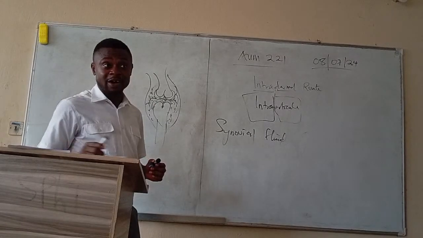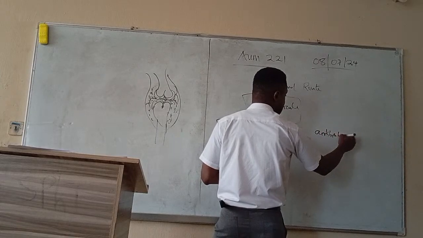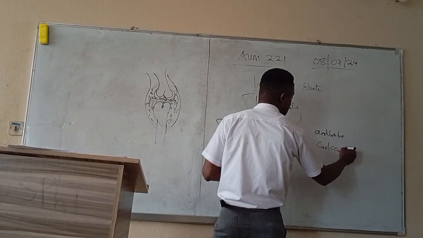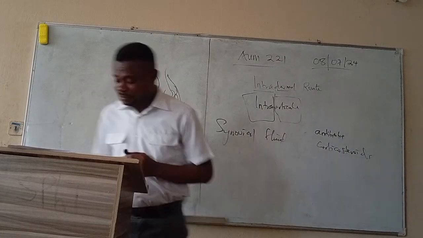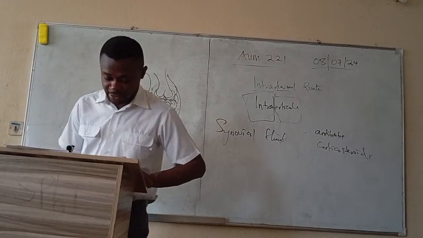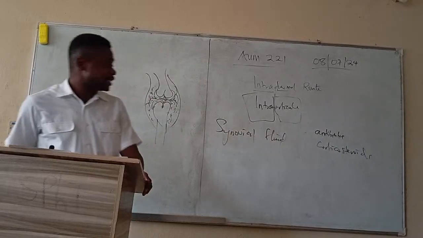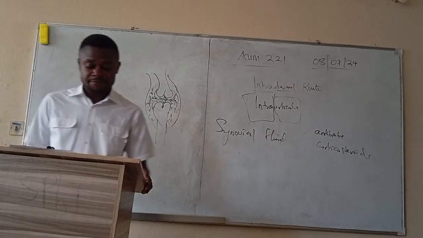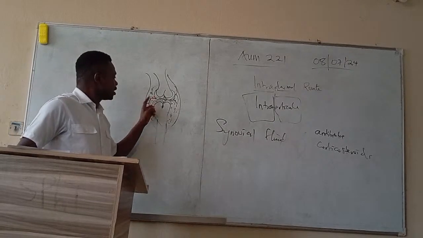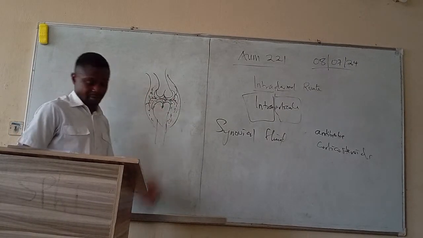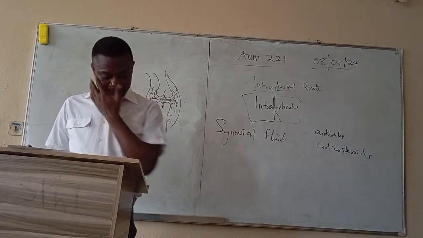Antibiotics and what? Corticosteroids. So here the injections of antibiotics and corticosteroids are administered in the inflamed joint cavities. I think I've explained this, okay? Inflammation, inflamed joint what? Cavities.